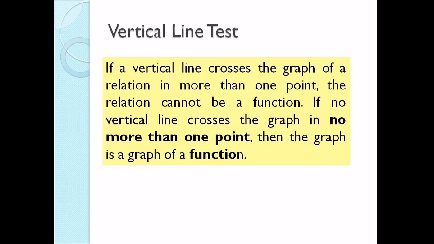So last, vertical line test. If a vertical line crosses the graph of a relation in more than one point, the relation cannot be a function. If no vertical line crosses the graph in more than one point, then the graph is a graph of a function. So, ito naman ay through graphing, nagagamit tayo ng vertical line test.